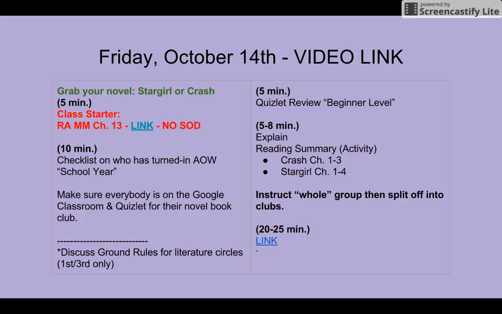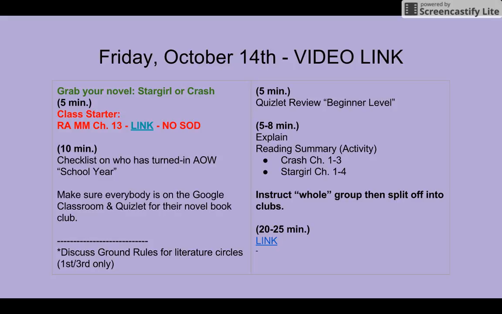Then after that, all students got about 5 minutes or so to work on Quizlet, specifically at the beginner level for their novels. So if you have Stargirl or Crash, one of the two, you would be going over the beginner level of vocabulary, doing any review mode that you chose to do. Then for the next 5 to 10 minutes, really ended up taking the rest of the hour, students had an opportunity to read chapters 1 through 3 in Crash or 1 through 4 in Stargirl.